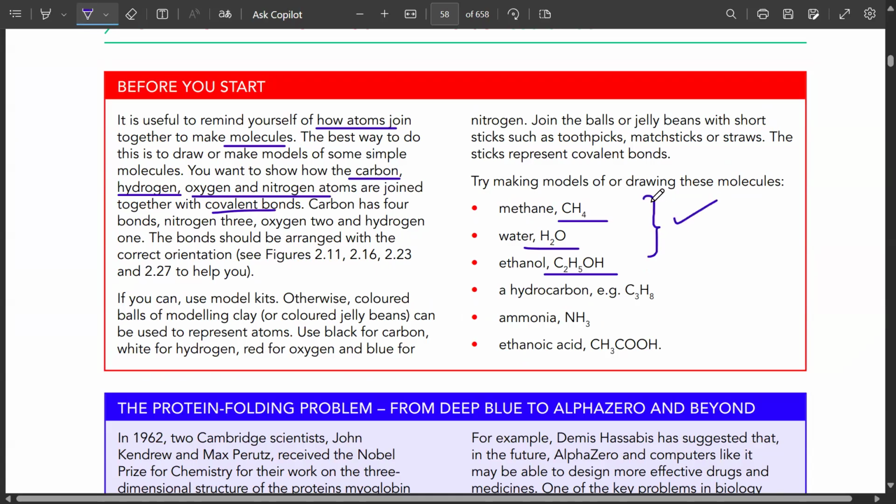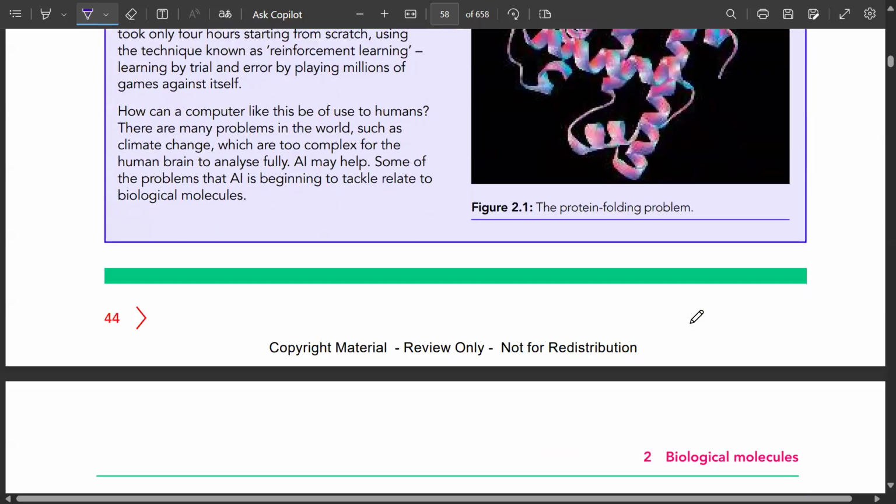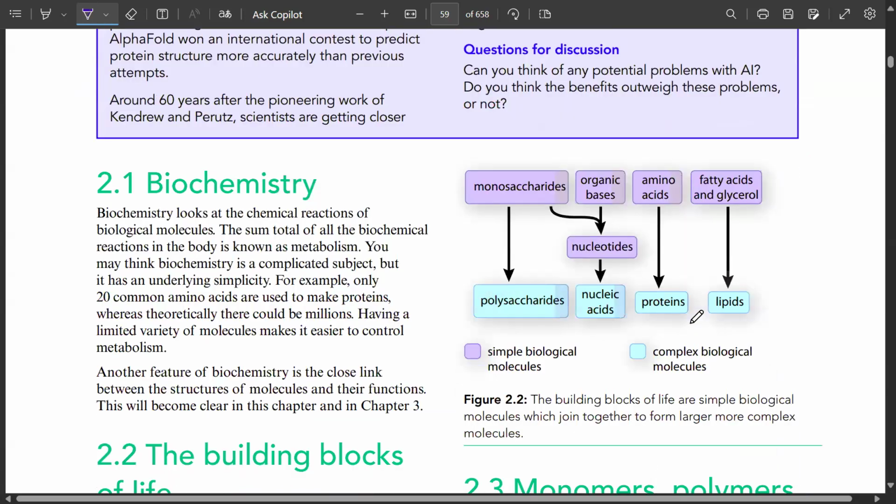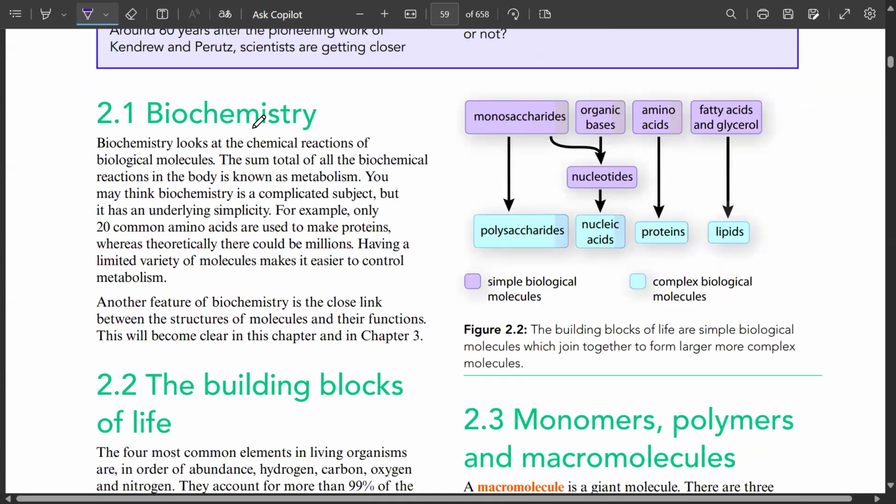They were different atoms. CH4 is made up of carbon and hydrogen atoms. Water is made from hydrogen and oxygen atoms. C2H5OH is made up of three types of atoms. Then we have ammonia, ethanoic acid. So these are all molecules and they are made by covalent bonding because they are all non-metals and different atoms are bonded. So what is biochemistry?